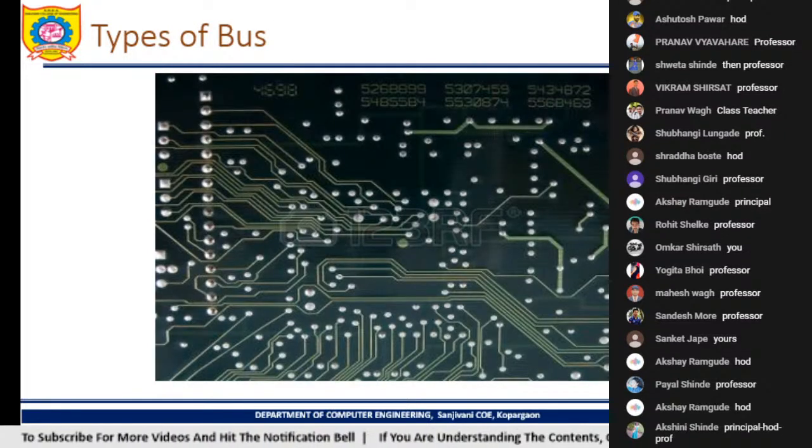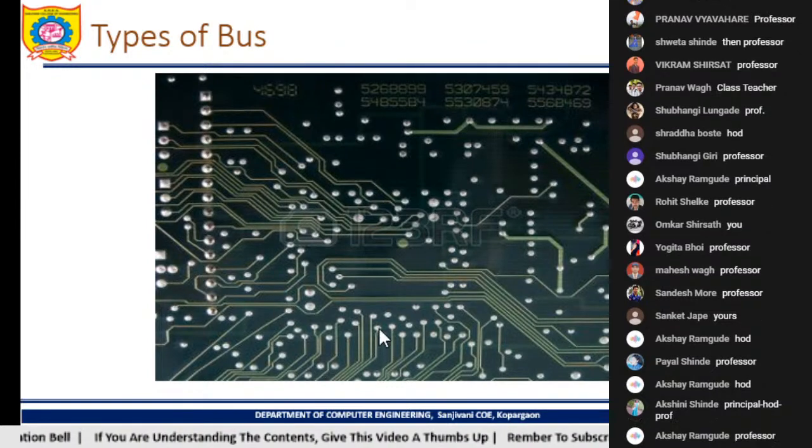Okay, so this is an example of how buses are there on your motherboard. This is a printed circuit board. It could be of any hard disk, it could be of a RAM, it could be of a motherboard. This is the backside of any printed circuit board. So these lines, whatever you see on these printed circuit boards, are your buses.